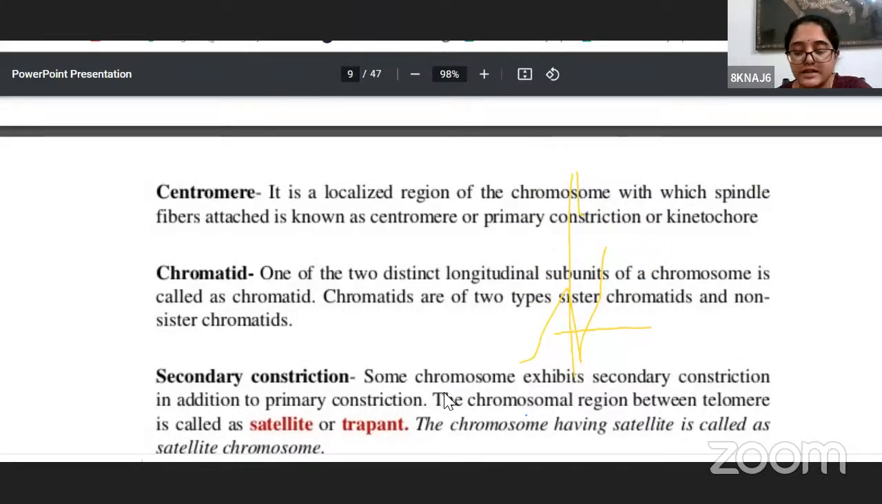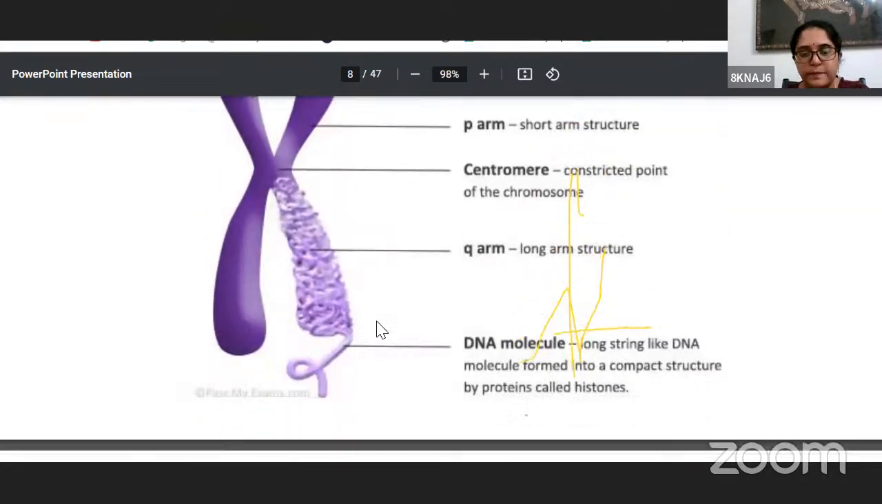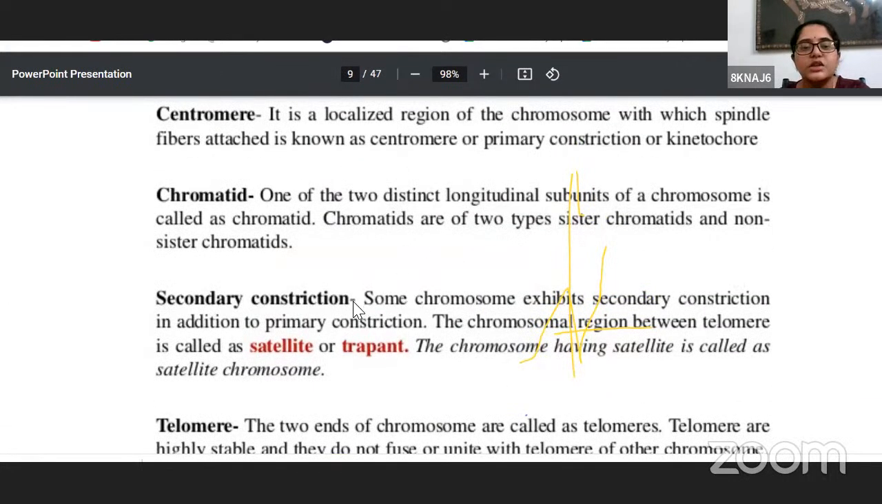The centromere is the localized region of the chromosome where the spindle fibers are attached, and chromatids are the 2 distinct subunits of the chromosome. This is a chromatid, this is a chromatid, so these are the chromatids. These are the arms, P arm and Q arm. They are sister chromatids, identical chromatids.